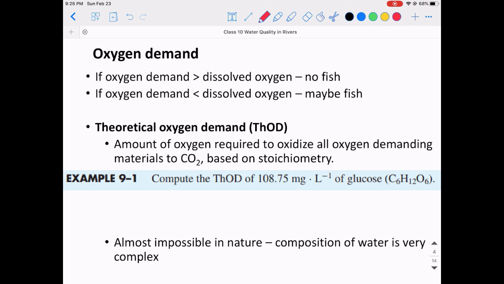Okay, so if the oxygen demand is larger than the dissolved oxygen, it means that it demands more oxygen than can be dissolved in the water. This will simply lead to there being no fish in the water, or other levels of lives in the water. And if the oxygen demand is smaller than the dissolved oxygen in the water, maybe there will be fish, although the water might still be polluted because of all of these oxygen demanding materials. Because of that, there are different forms of the oxygen demand.